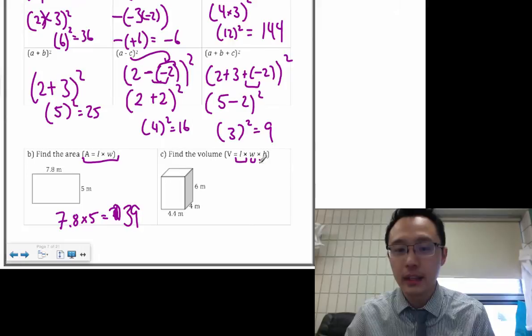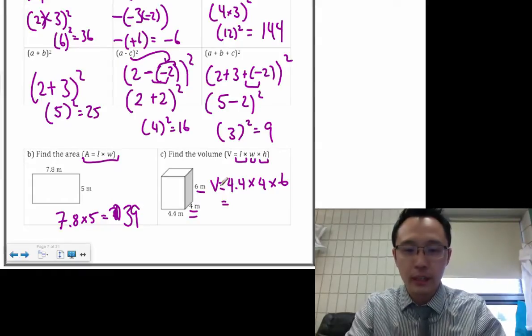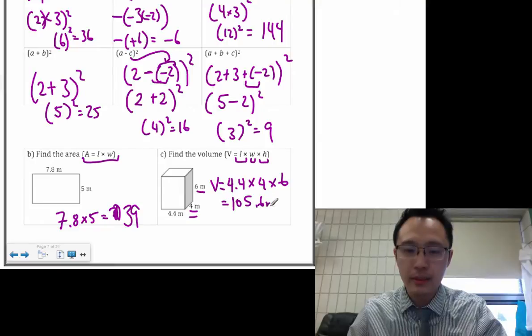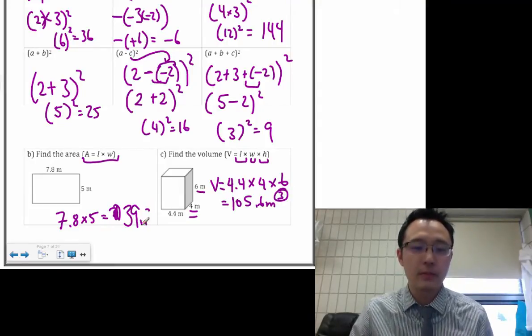Find a volume. Volume is length times width times height. So I'm going to use my length is 4.4, my width is 4, and my height is 6 from these numbers. And multiply them out. So 4.4 times 4 times 6 is 105.6 meters cubed because it's a volume. So this should be meters squared.